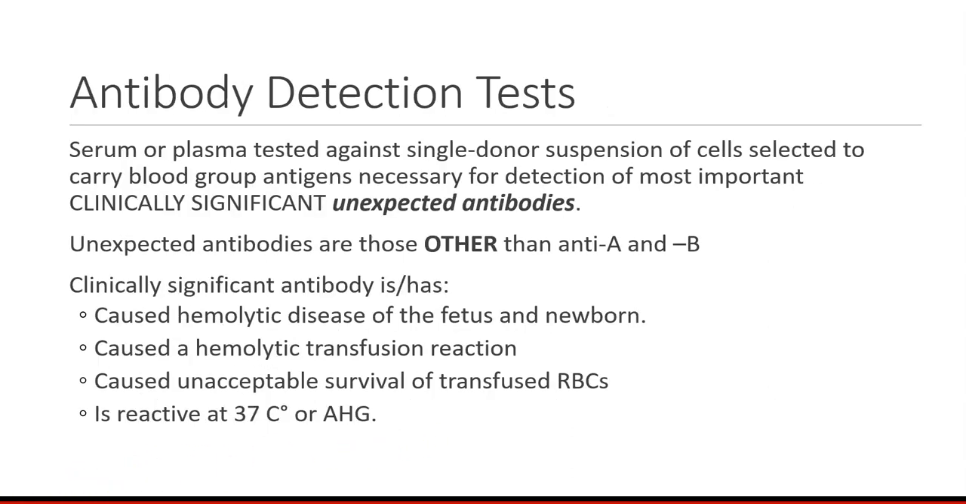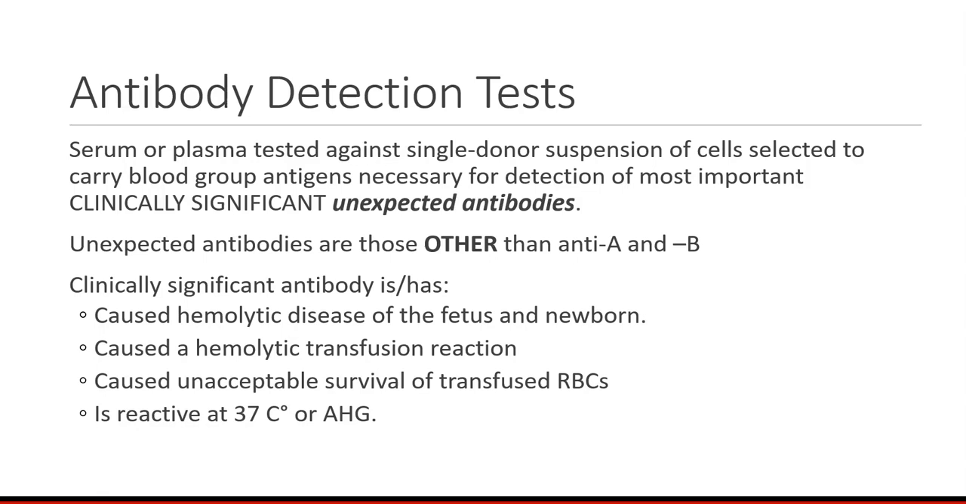Antibody detection test. The serum or plasma of the patient is tested against a single donor suspension of cells selected to carry blood group antigens necessary for detection of the most important, clinically significant, unexpected antibodies. And you're going to get sick of me saying this, and it matters not because it's so important. Unexpected antibodies are those other than anti-A and anti-B.